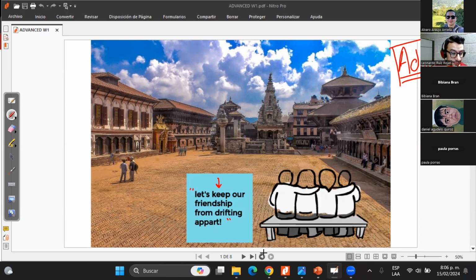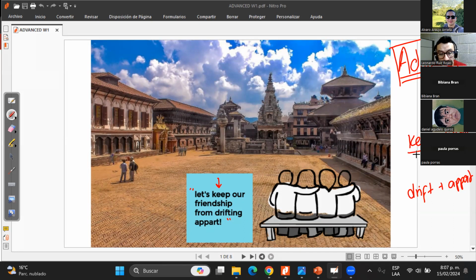Let's keep our friendship from drifting apart. Apart, muy bien, very good. So let's keep our friendship from drifting apart. In this case, we are going to have two different verbs. One is keep, and the other one is drift. In this case, both verbs are combined with prepositions. We have keep plus from. It says keep our friendship from, and the other one is drift plus apart.